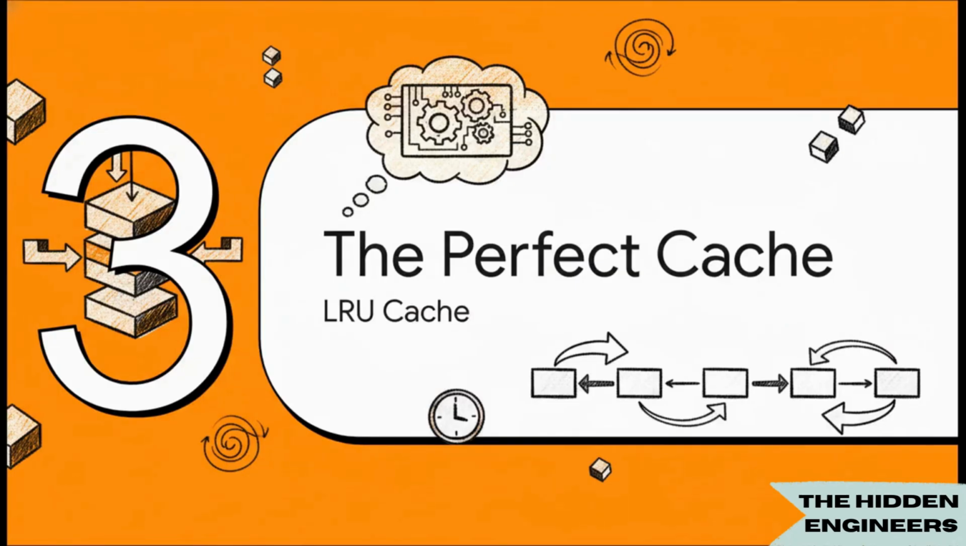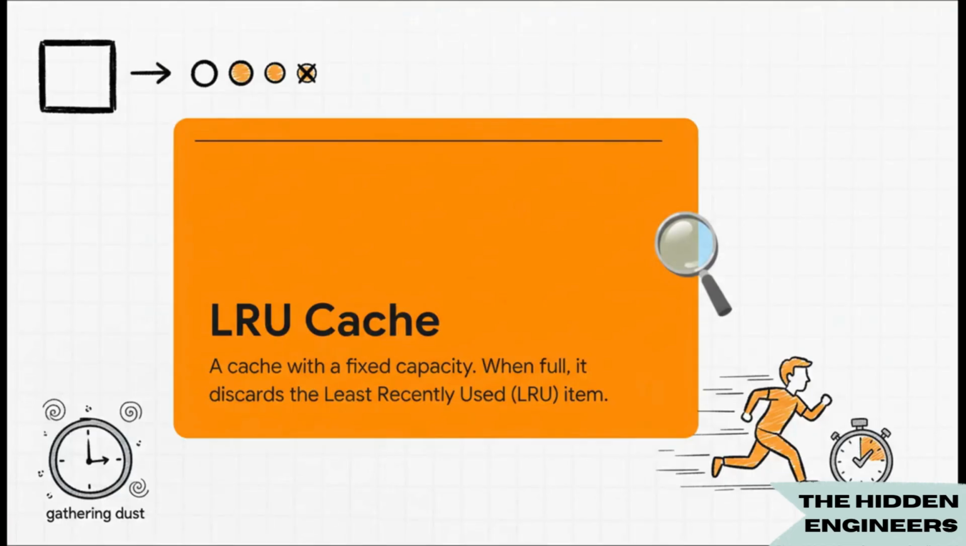All right, you ready for the big one? This is a true interview classic that shows up all over the place. We're going to build the perfect cache, specifically an LRU cache. The idea itself is pretty straightforward. An LRU cache has a fixed size. When it gets full and you want to add something new, you have to kick an old item out. And the rule is simple. The item that's been sitting there the longest without being touched, the least recently used one, is the one that gets the boot.